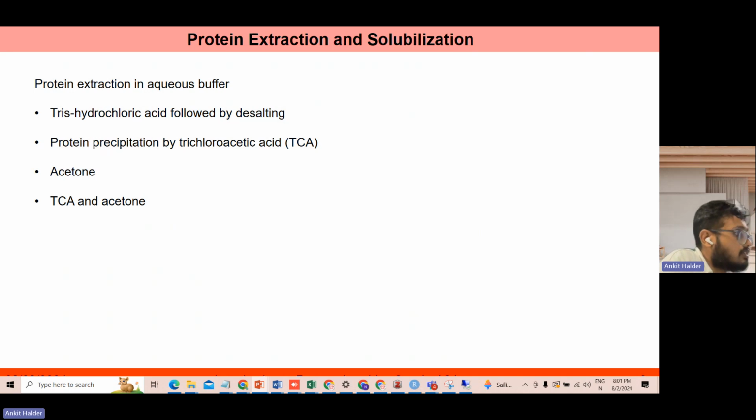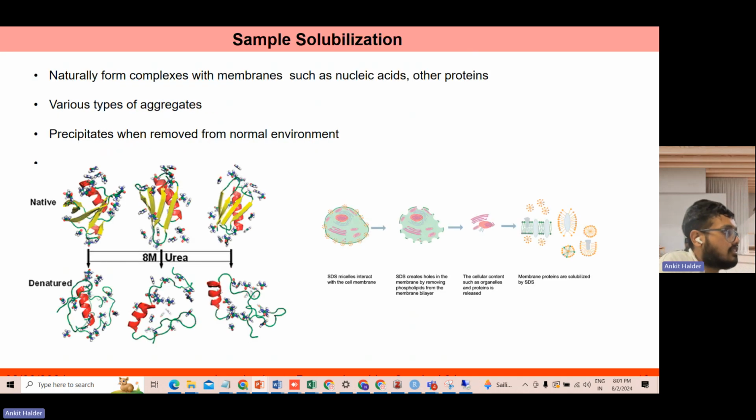for our further downstream analysis, right? So there are different extraction methods, like Tris hydrochloric acid followed by desalting, and protein precipitation by trichloroacetic acid and acetone. Okay, so just TCA we can do, just acetone we can do. TCA and acetone is one method, and Tris hydrochloric acid is another. So how can we perform the sample solubilization?